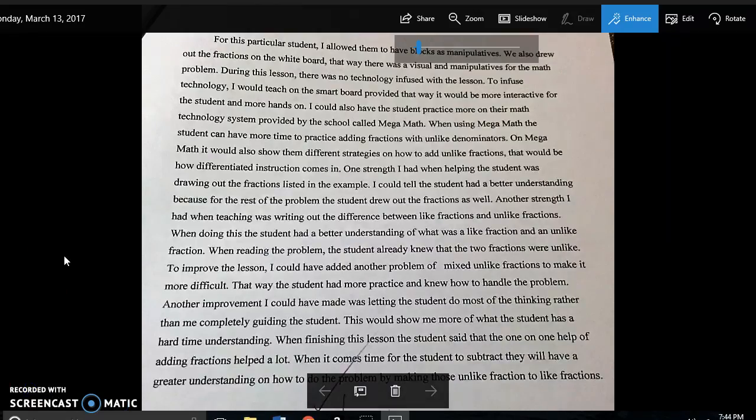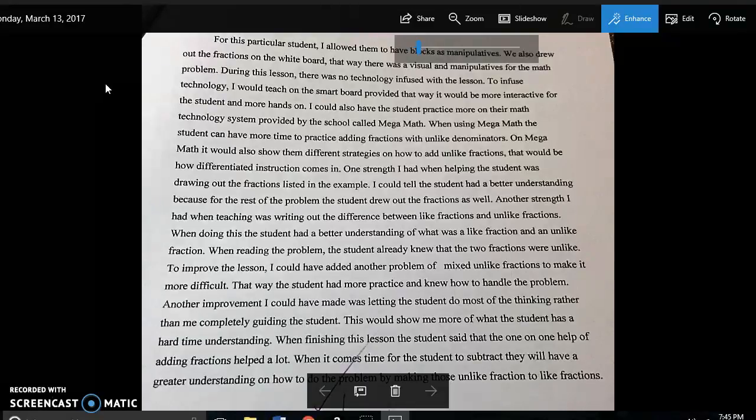After doing the problems with the student, in my personal reflection, I stated that I allowed the student to use the manipulatives, and they did so, and I noticed that helped a lot with the student having a better understanding of what they need to do.